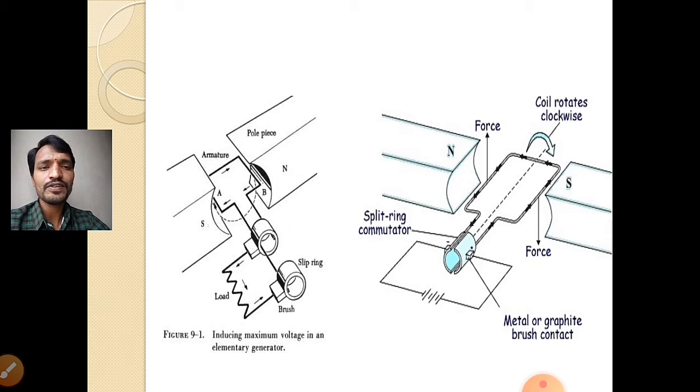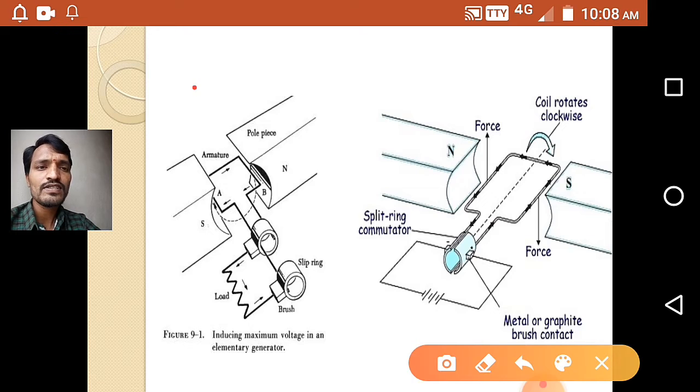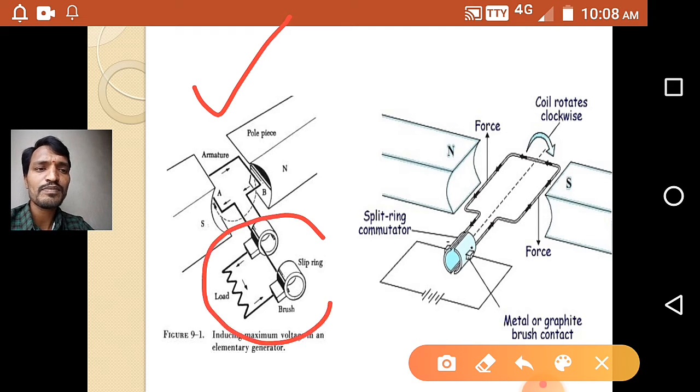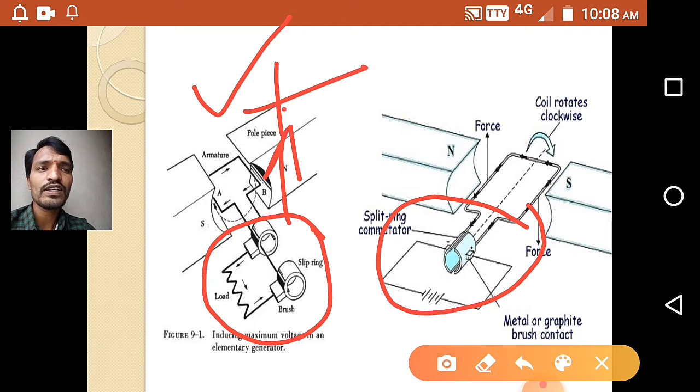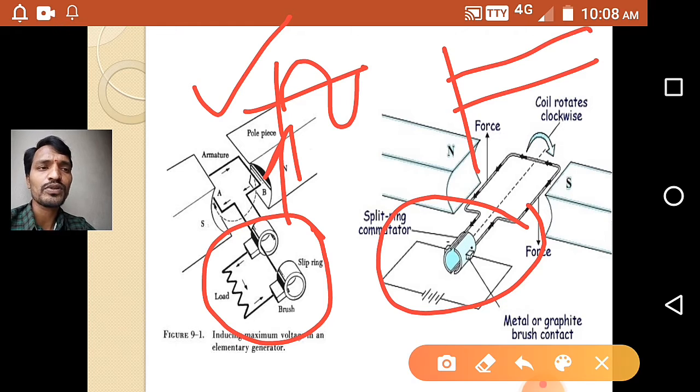Here we have a generator with slip rings and a generator with split rings. This is the generator with slip rings and this is the generator with split rings, or commutator, okay. In the last class we got AC output. These slip rings will give the AC output. Simply we can say it is an AC generator. Now this commutator will give DC output. We can say it is a DC generator.